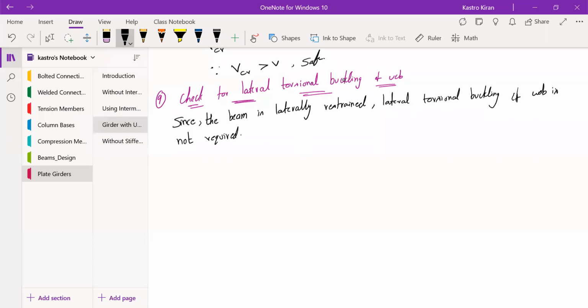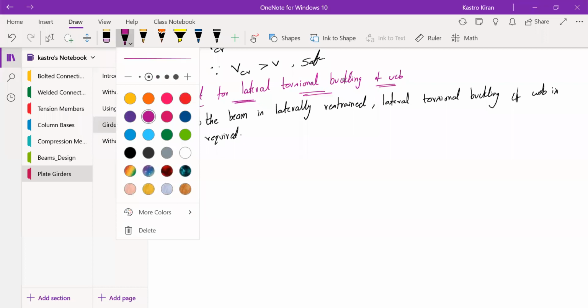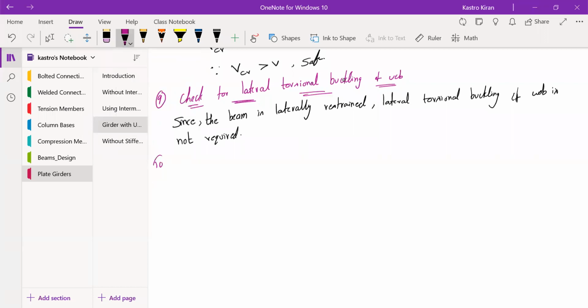So the next step, which is the additional step here, right? When you have the combination of the loads, this step is the additional step which you have to solve for. So which is design of load carrying stiffeners.